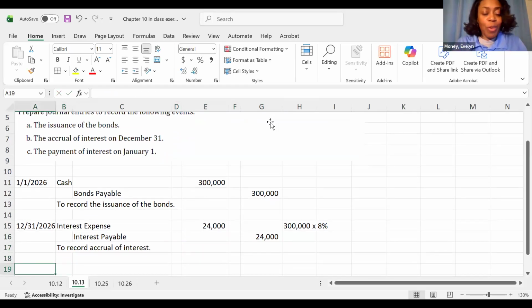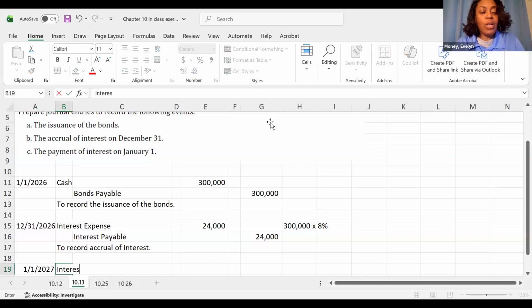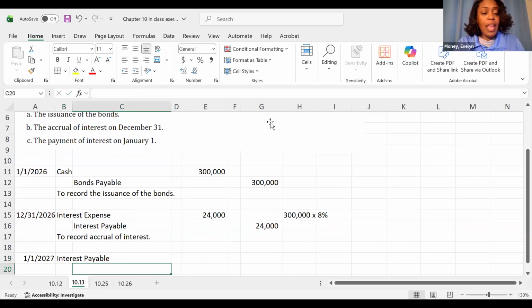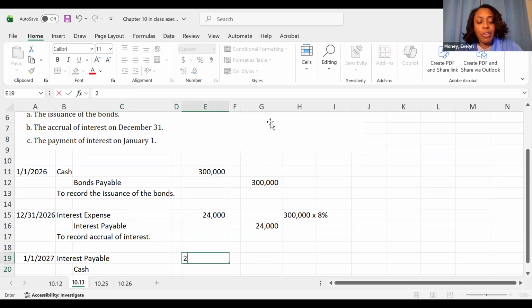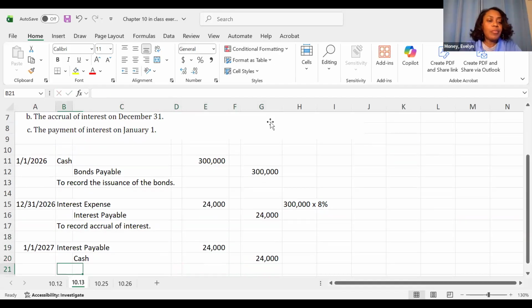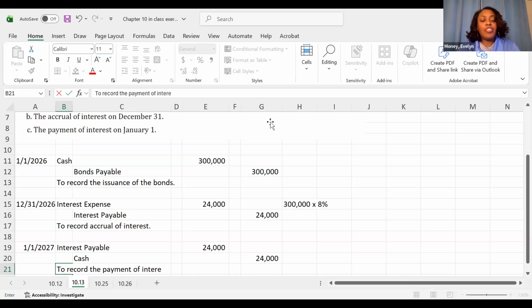Now, the very next day, we're going to make the cash interest payment to the bondholders. So on 1/1/2027, we end up debiting interest payable because it's not payable anymore. We're paying it. And crediting cash. There is no additional interest expense because our accounting period has lined up with the period where interest was earned. So we're going to use that same 24. I don't have to do any calculations. I love this one. 24. Record the payment of interest.